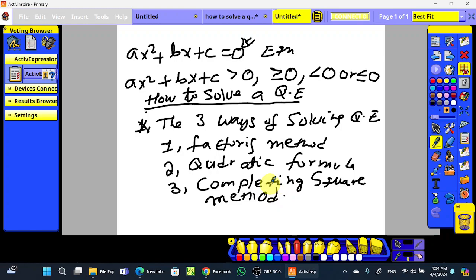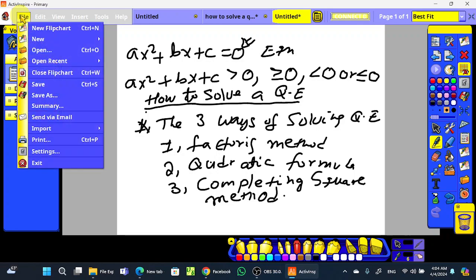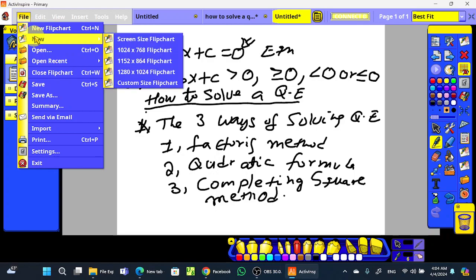So don't worry, we're going to see each method step by step, with the same equation and the same problem, so that you can easily identify the differences and similarities of using the formulas.